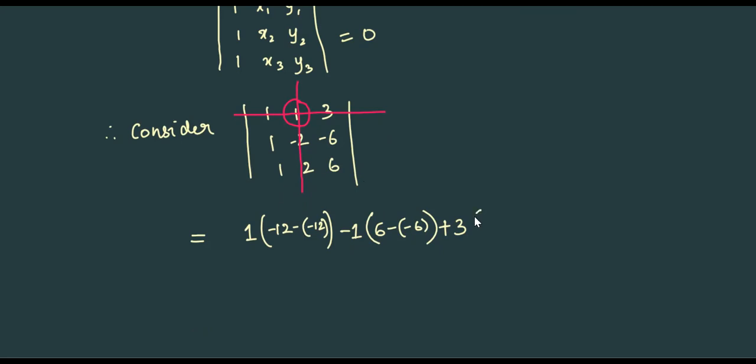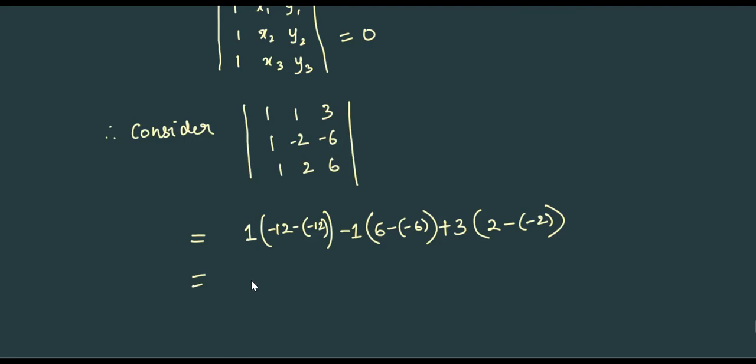All right. Then the last one. Now you will be able to tell me the last one. We are dealing with this element 3. 3 times, eliminate the row and the column containing 3. Then we are left with 1, minus 2, 1, 2. Now their products: 1 into 2 is 2, minus of 1 into minus 2 is minus. So this is how we evaluate determinants.